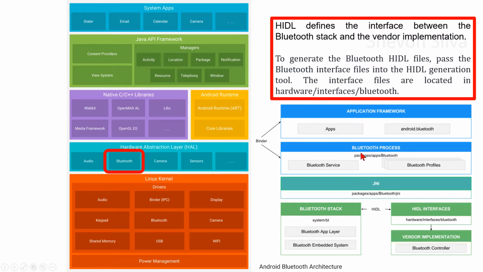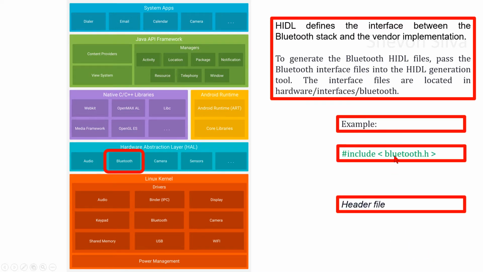And here you can see the application framework. Under that we can see apps and Bluetooth, android.bluetooth, and in the Bluetooth process we can see the Bluetooth service and Bluetooth profiles. In there JNI is there, and below that the Bluetooth stack is there, and the Bluetooth app layer is here, the Bluetooth embedded system is here, and it's connected with the HIDL, and the HIDL interfaces are here, and it connects with the vendor implementation. The Bluetooth control is here.